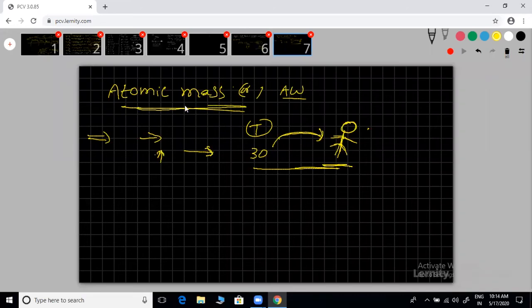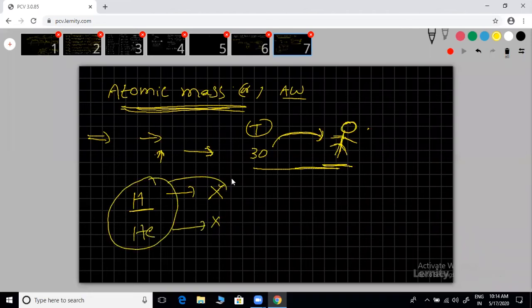Atomic mass is also measured the same way, like relative mass. So the hydrogen atom is compared with some X atom. With respect to the X atom, how much? And the helium atom, with respect to the X atom, how much? So every atom is compared with one standard, and that we call relative mass. One is taken as the standard, then I compare with that.